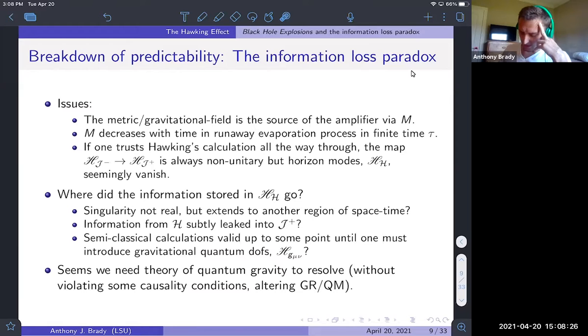I just want to point out that it seems like general relativity is the problem here. There are several ways people have been trying to resolve this puzzle, but it's stood strong for almost 50 years now. And it seems to me, at least, that we need a theory of quantum gravity to resolve this. So that's the fundamental physics, theoretical context of the information loss paradox.